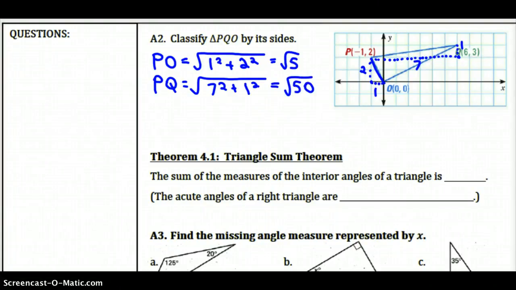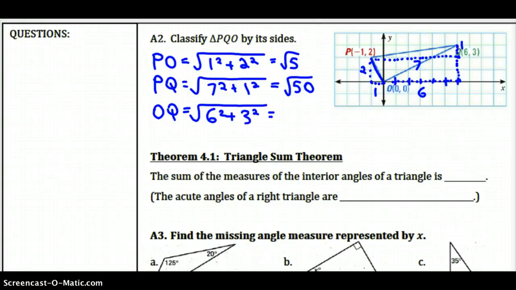So right now I can only be isosceles because I already have 2 different sides. And now I have OQ. And OQ is going to go 1, 2, 3, 4, 5. Wait a minute here. 1, 2, 3, 4, 5, 6. Okay, that's 6. So 6 squared. Here I'm going to go 1, 2, 3. 3 squared, so that's 36 plus 9 more is going to be 45. So what is this? This is a scalene triangle.